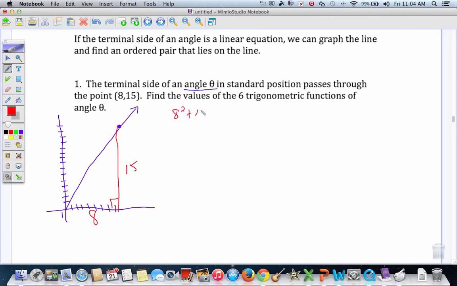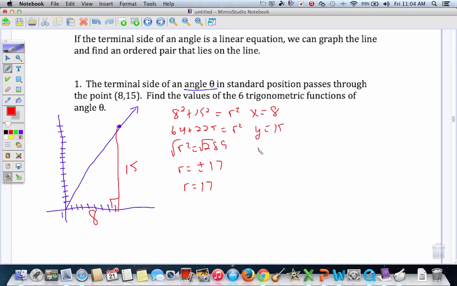If we don't, we'll go 8 squared plus 15 squared equals r squared. X squared plus y squared equals r squared. 8 squared is 64. 15 squared is 225 equals r squared. So r squared equals 289. If we take the square root of both sides, r equals plus or minus 17. Positive or negative 17. We just established that r is always positive, so we'll eliminate the negative version of that, so r is 17.